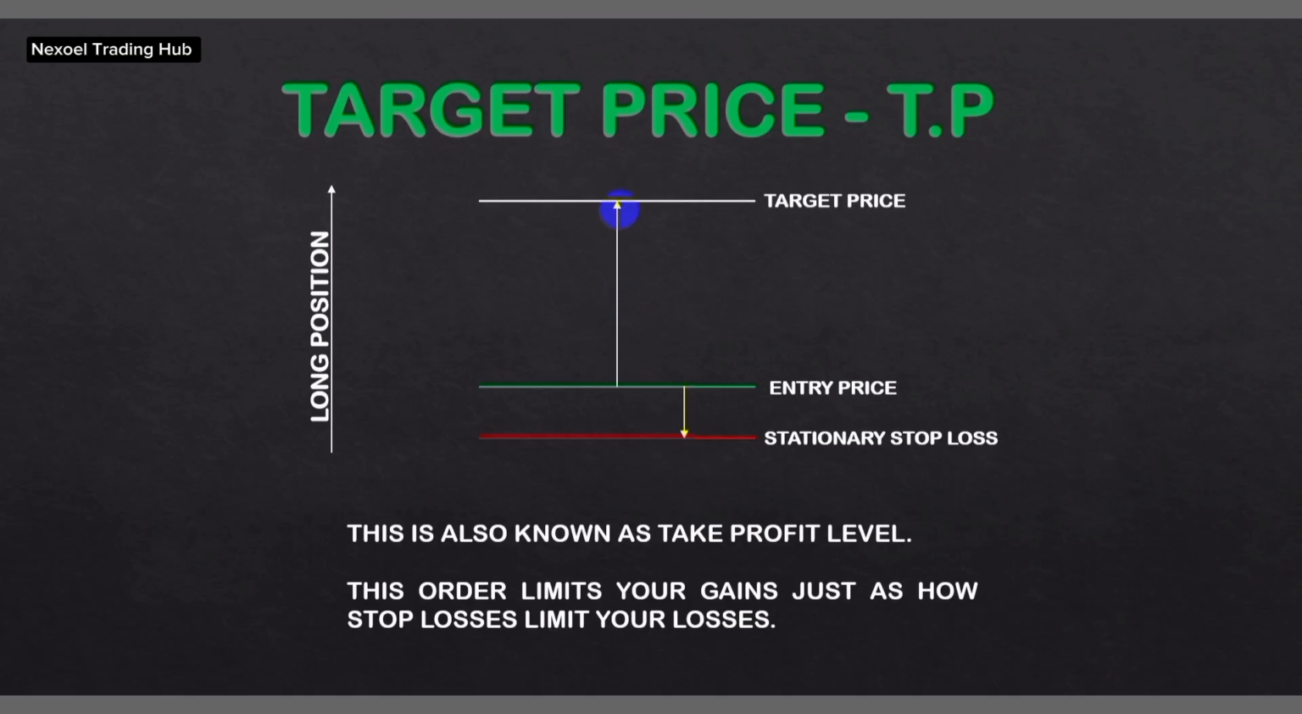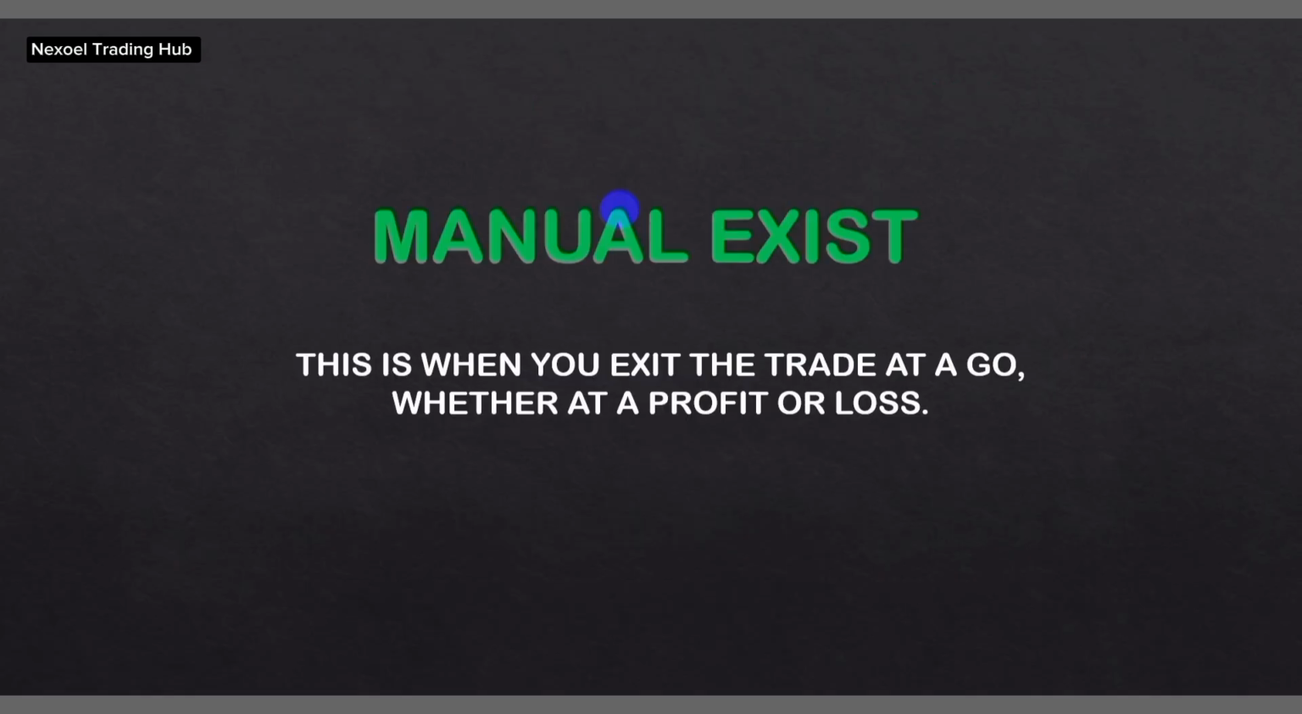The next type of Forex order we have is what we call the manual exit. You can understand from the word manual, this is when you exit the trade at a goal, whether at profit or at a loss. So these are the various types of Forex orders. Next, we are still going to be looking at in this episode the types of analysis, the various types of Forex analysis.